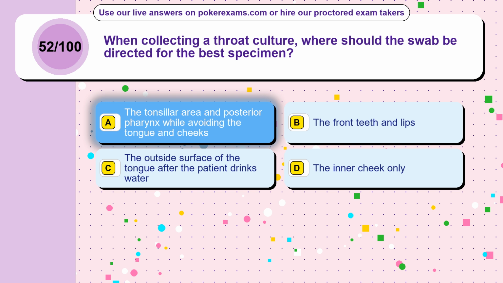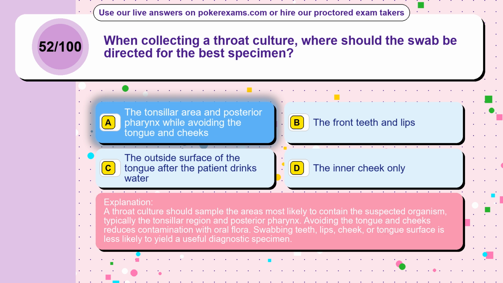The tonsillar area and posterior pharynx while avoiding the tongue and cheeks. A throat culture should sample the areas most likely to contain the suspected organism, typically the tonsillar region and posterior pharynx. Avoiding the tongue and cheeks reduces contamination with oral flora. Swabbing teeth, lips, cheek, or tongue surface is less likely to yield a useful diagnostic specimen.